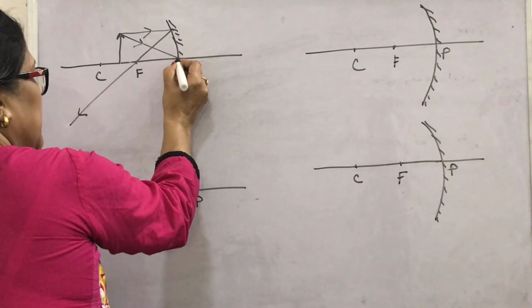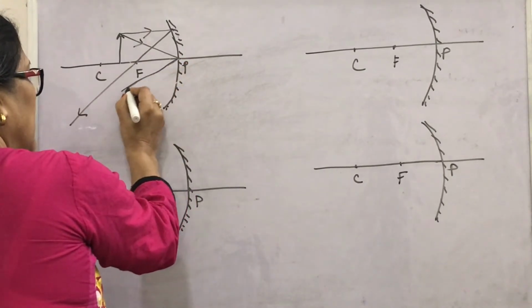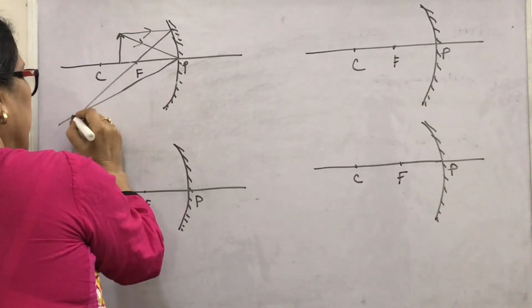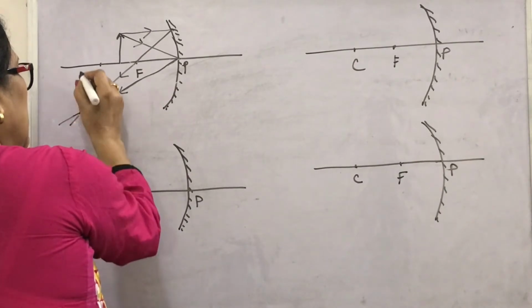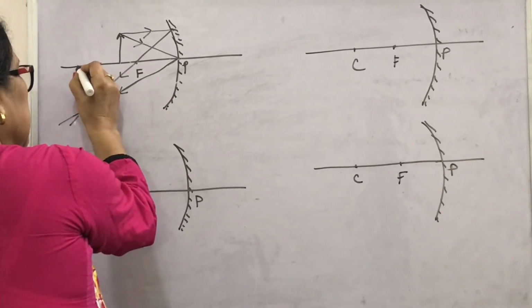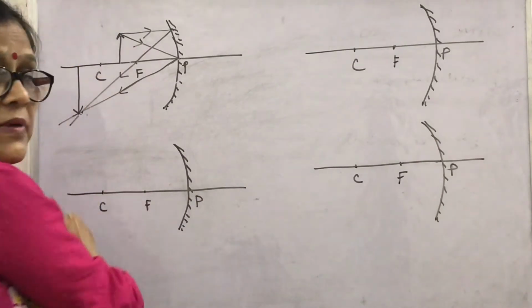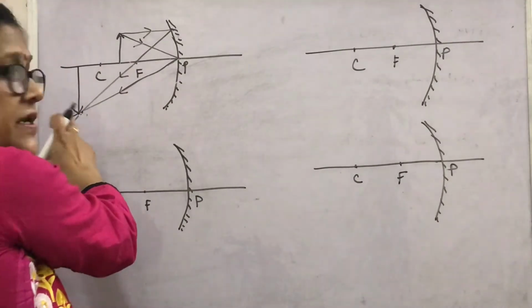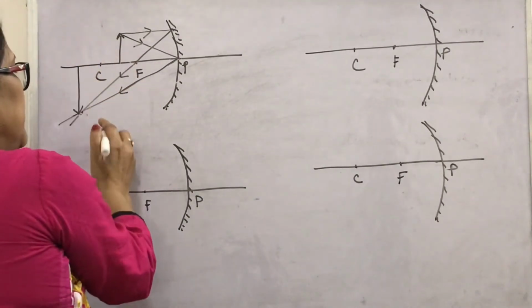So this reflected ray will meet here at this point. Okay, this is the reflected ray. So at this point of intersection you will find the image. Now look here, this is a real image. Why? Because the rays are actually meeting here. So this object, its image is inverted.